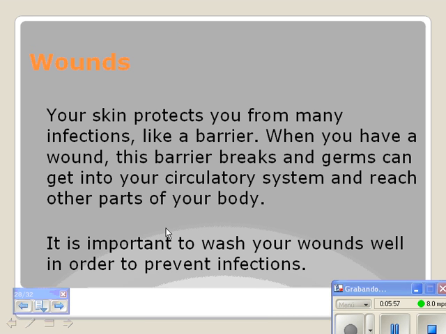Wounds. Your skin protects you from many infections, like a barrier. When you have a wound, this barrier breaks and germs can get into your circulatory system and reach other parts of your body. It is important to wash your wounds well in order to prevent infections.